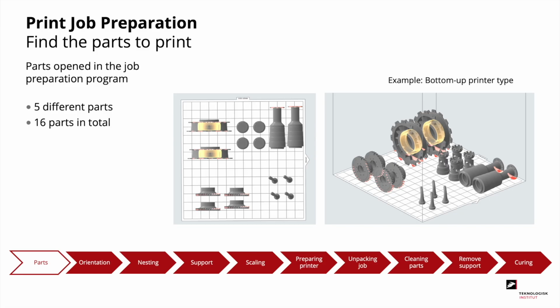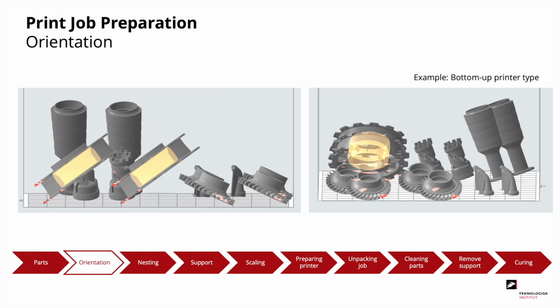Now we'll look at the steps that come before and after. First, you need to find the parts you want to print and open them in the preparation program. In this bottom-up example, we have 5 different parts and 16 parts in total. Next up, we need to orient the parts according to the printer type. Since this is a bottom-up printer, we have angled the parts slightly. If it was a top-down printer, we would have placed the parts flat on the platform.